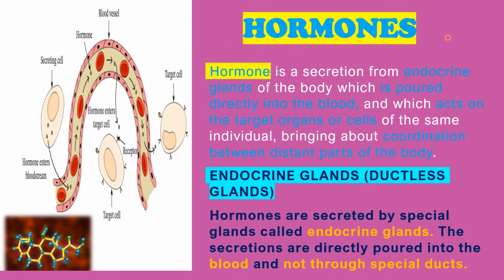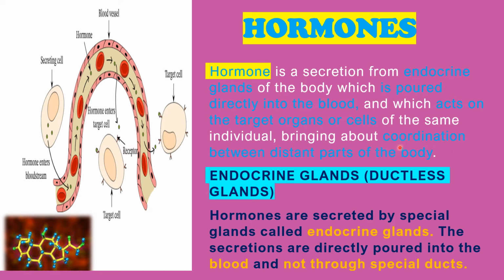What are hormones? Hormones are chemical regulators, right? How to define a hormone? A hormone is a secretion from endocrine glands or a cell of the body which is poured directly into the blood and which acts on the targeted organ or cell of the same individual, bringing about coordination between distant parts of the body. That is the definition of a hormone. This is a very important definition for examination.